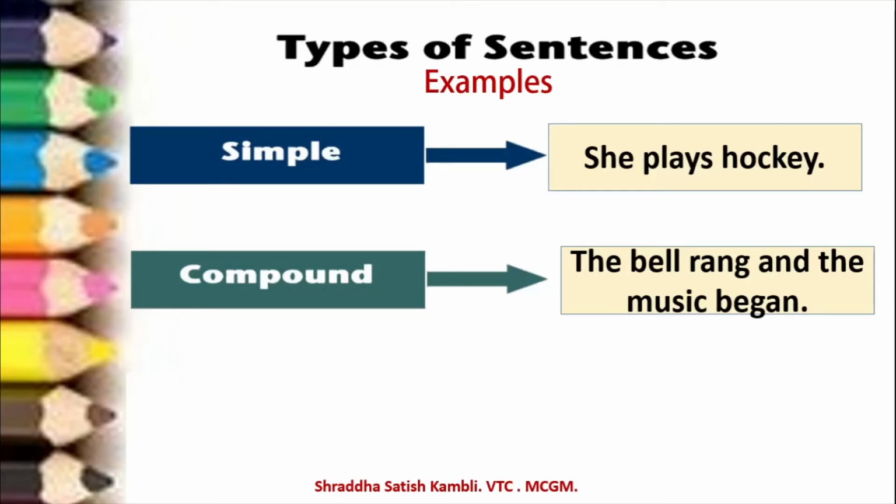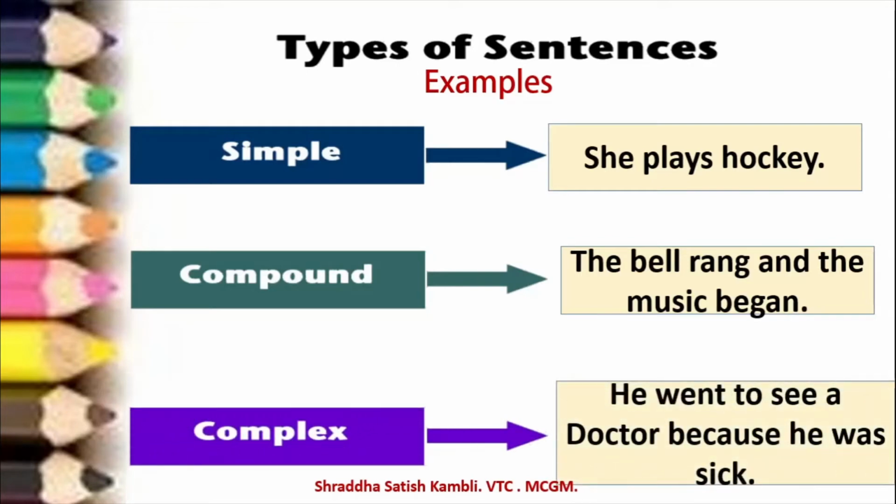Then you have complex sentence, where it is again not simple. It is a little complicated. He went to see a doctor because he was sick. Here also there is more than one thing happening. He went to see a doctor is one thing which is happening. Because he was sick is some other thing which is happening. So one thing is for sure, that in a simple sentence, matters are not very complicated, whereas in a compound and complex sentence, there could be more than one thing happening at a time.